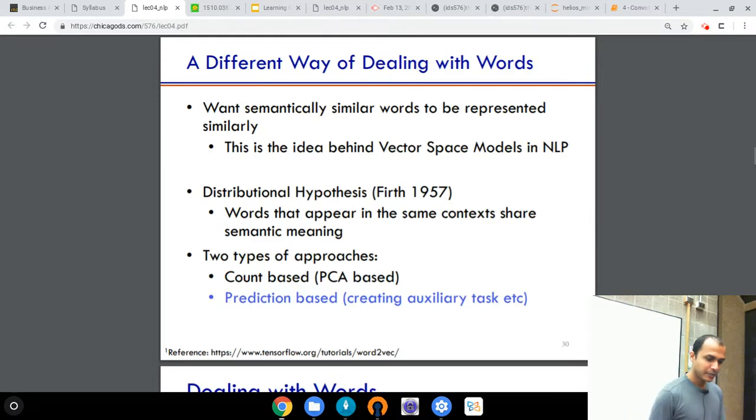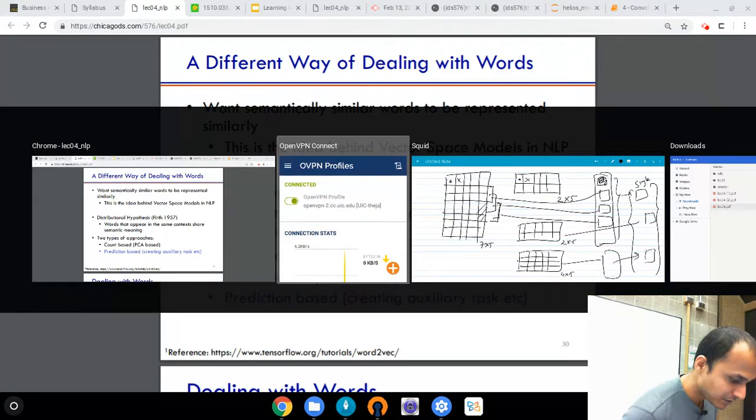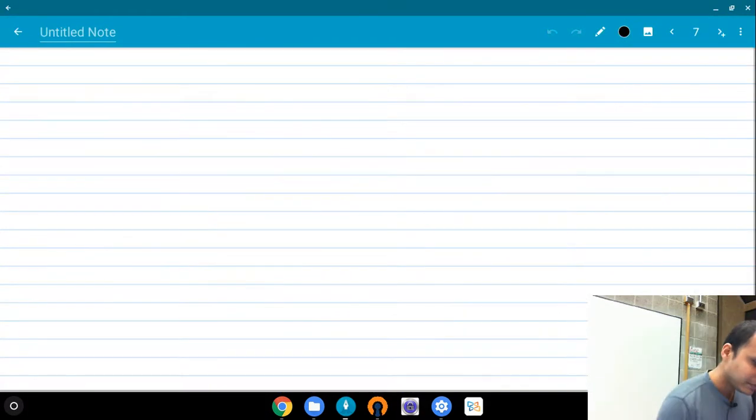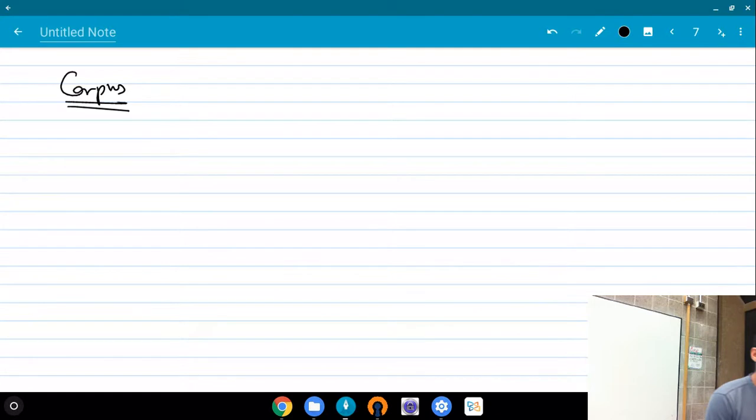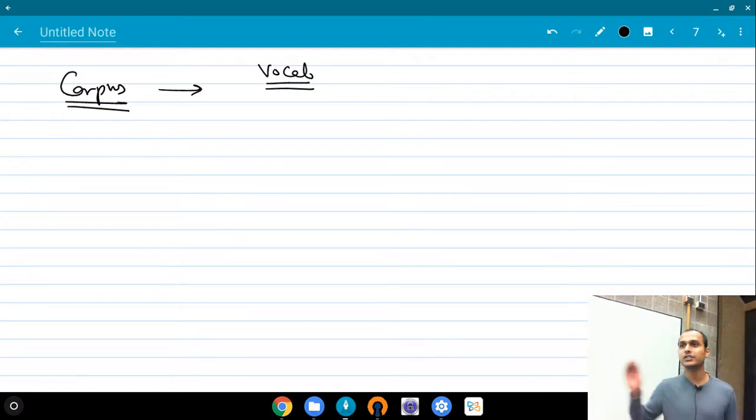So let me tell you a very simple way to capture semantic meaning. Let's say you have a corpus. Corpus just means a collection of sentences, documents, text. You already got the text, strings essentially. So what you do is the following. Let's say you have a vocabulary. Vocabulary means lexicographically ordered sequence of words. Just think of the dictionary words.